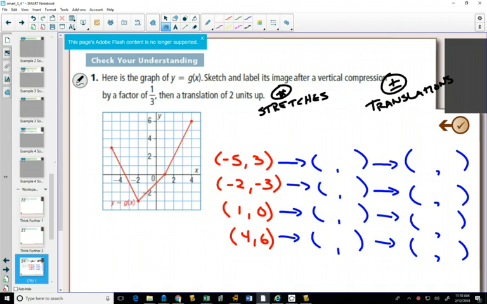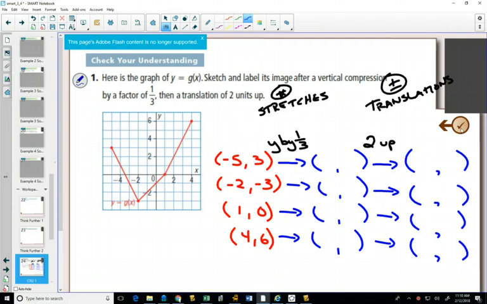So when we look at this question, we do have a compression. So above this first arrow, I'm going to write my y values are compressed by a factor of 1/3. I'm going to write y times 1/3 above that. We don't have any horizontal stretches or compressions, so that's the only thing that's going to go over that first arrow. Then we also have 2 units up. So that second arrow is where we're going to show that translation that we're going to go 2 units up.